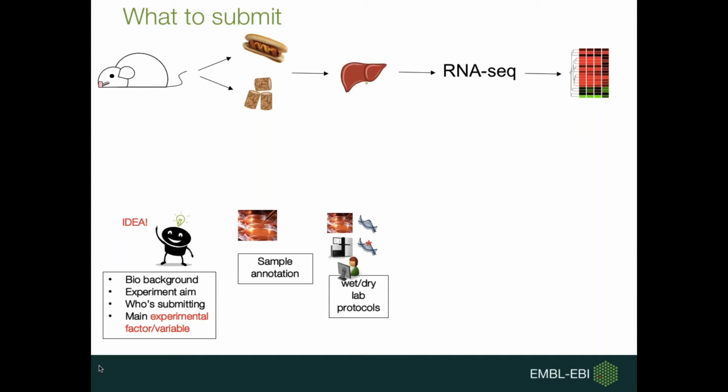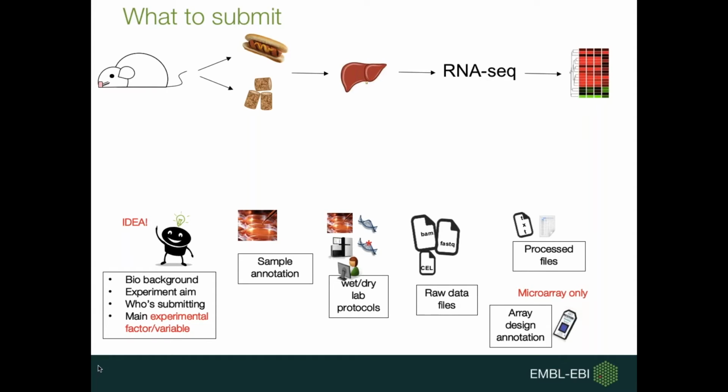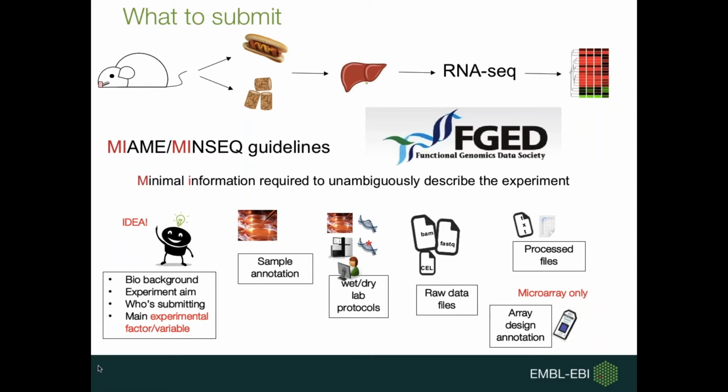You will also need to know about the wet and dry lab protocols that were used in the experiments. So this is everything from how the mice were housed and fed the diets, right through to making the sequencing libraries and sequencing and analyzing the data. You probably also need to have a look at the original data file so that you can compare your results to the results of the original study. So all of this information is the same information that you're going to need when you're submitting your experiment to ArrayExpress. And it comes under the MIAME and MINSEQE guidelines, which describe the minimal information required to unambiguously describe the experiment.